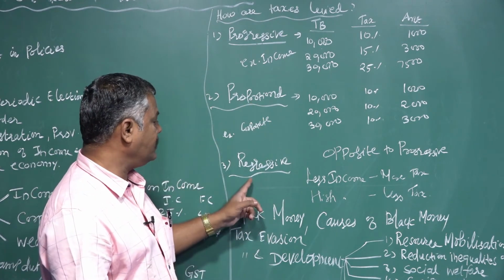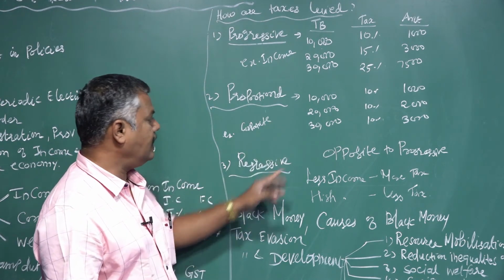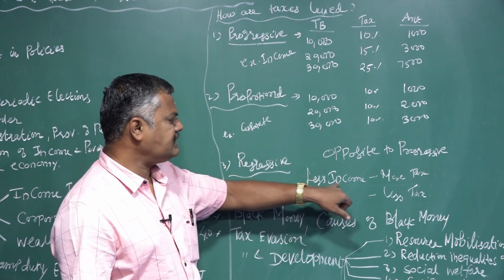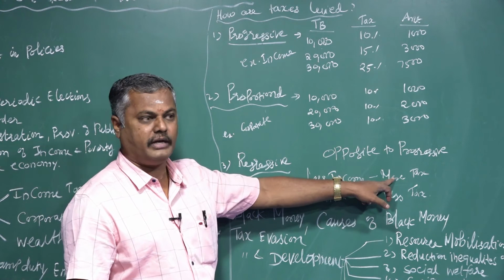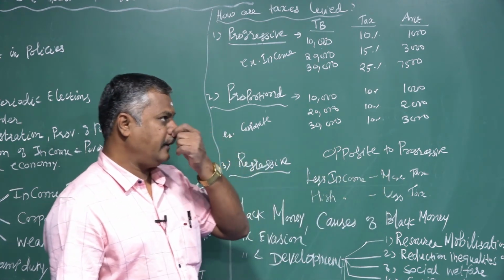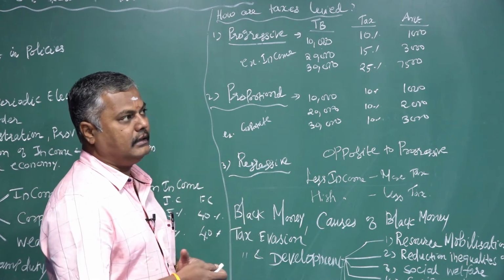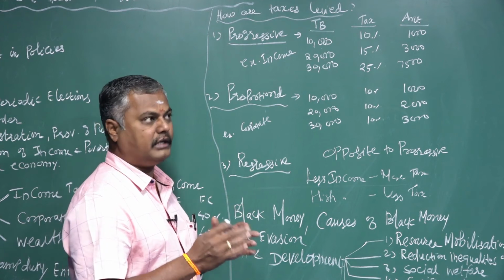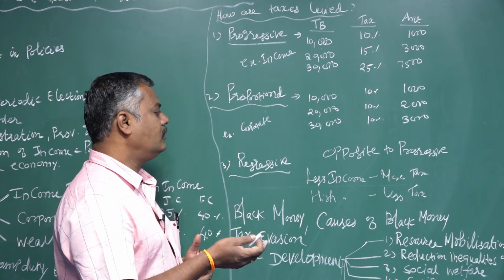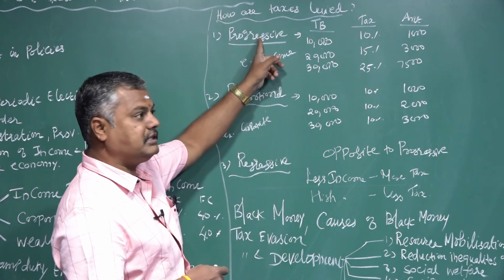And the last one is regressive tax. Regressive means what? It is opposite to progressive. That means if there is less income, there is more tax. And if it is high income, there is less tax. So it implies that the higher the rate of tax, the lower the income group. In the case of higher income groups, they collect only less tax. That's why I told you it is the opposite of progressive tax.